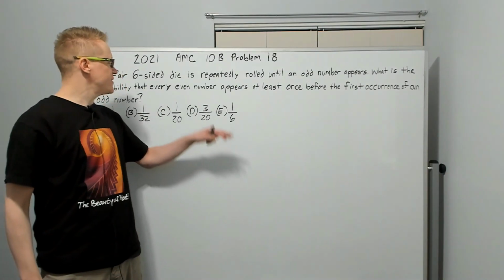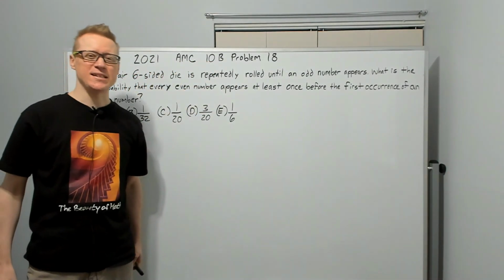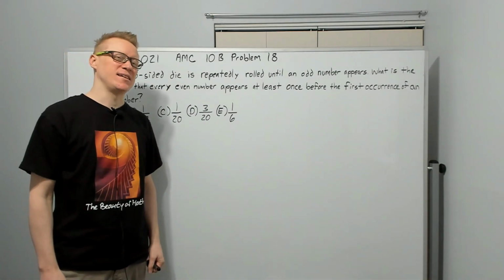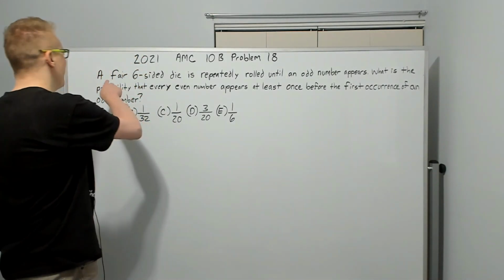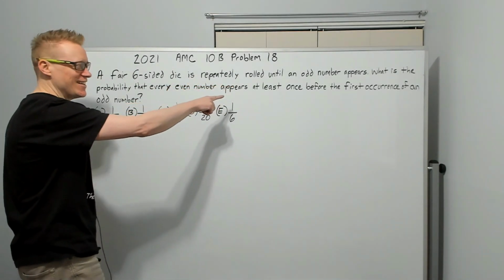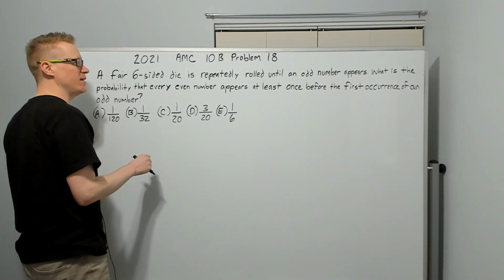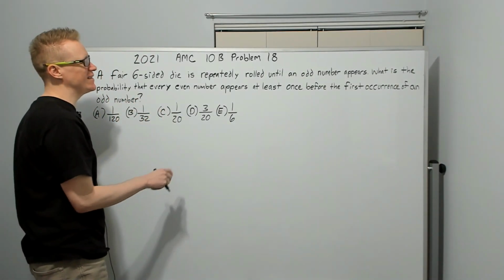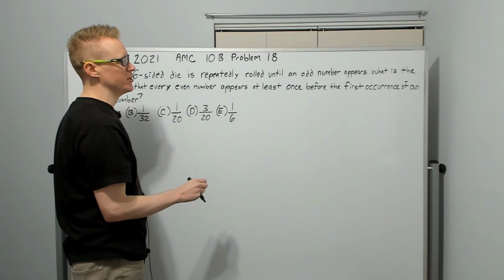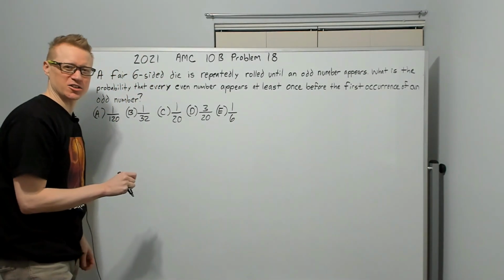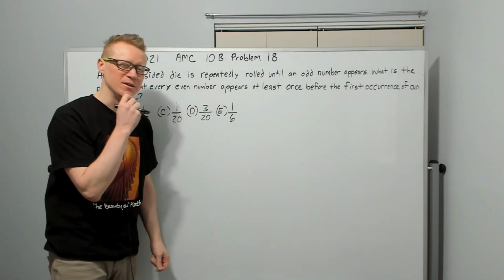All right. This is the 2021 AMC 10B problem 18. And this problem seemed a little dicey to me. A fair 6-sided die is repeatedly rolled until an odd number appears. What is the probability that every even number appears at least once before the first occurrence of an odd number?